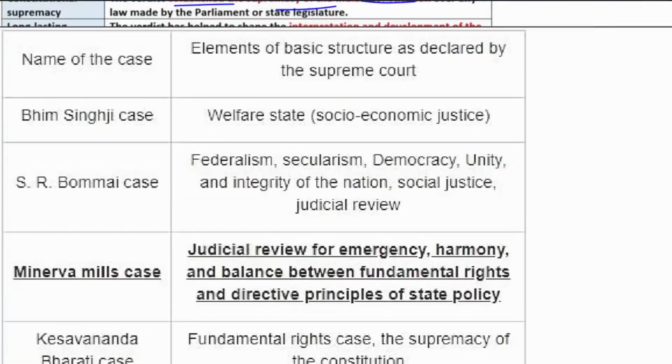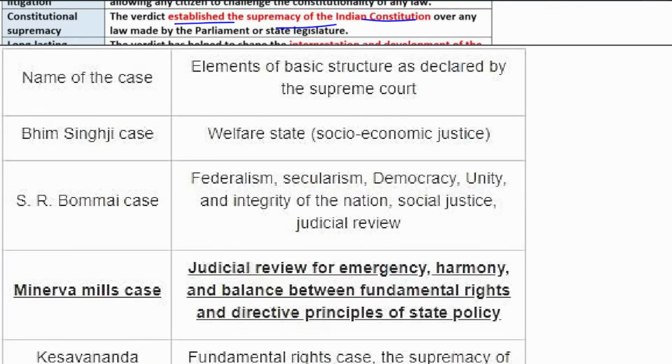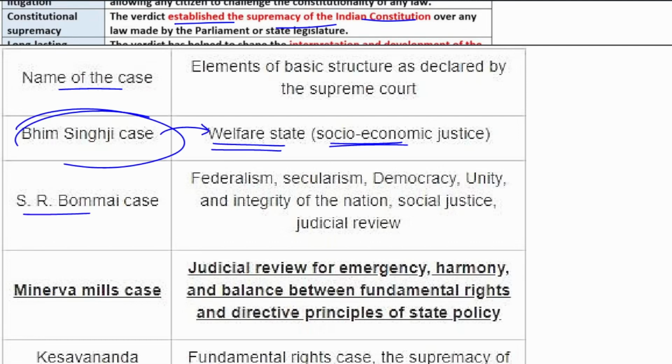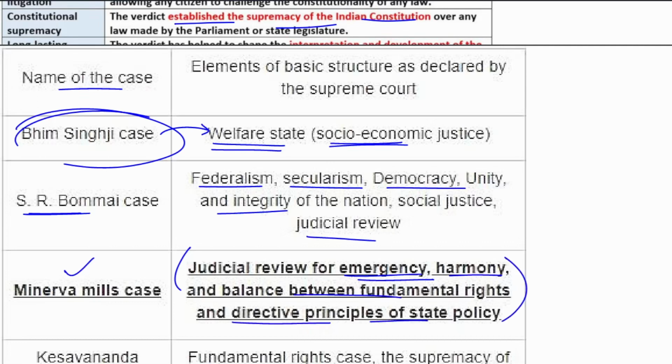Alright, so other cases we see, name of the case. So Bhim Singh ji case, very important. It gave us the structure of a welfare state, socio-economic justice. Okay, one is SR Bommai case. So it talked about federalism, secularism, democracy, and so on, and judicial review. Minerva Mills case is very important. Judicial review for emergency. Okay, harmony and balance between the fundamental rights and DPSP. So these were given as elements of basic structure, which were talked about in these cases.